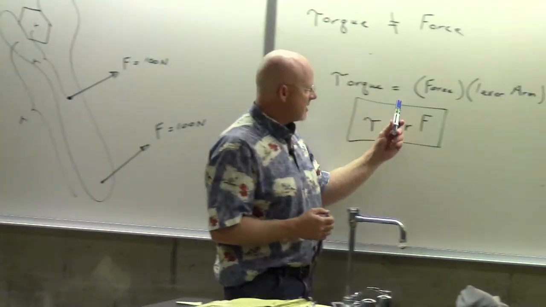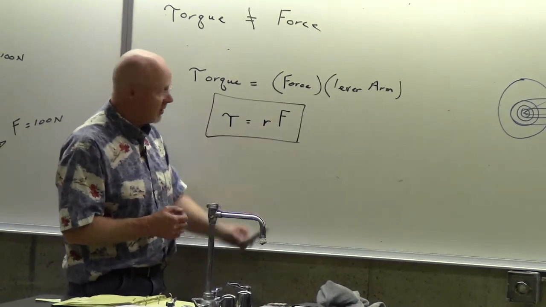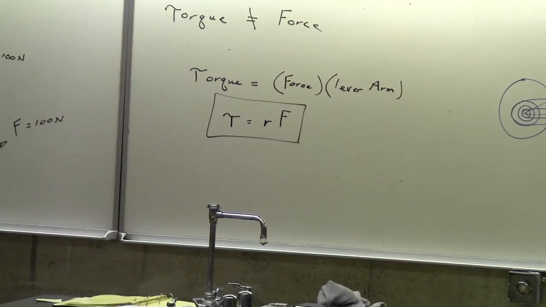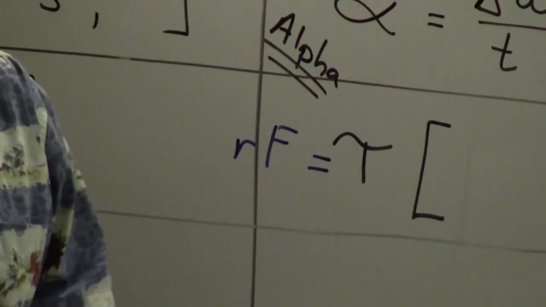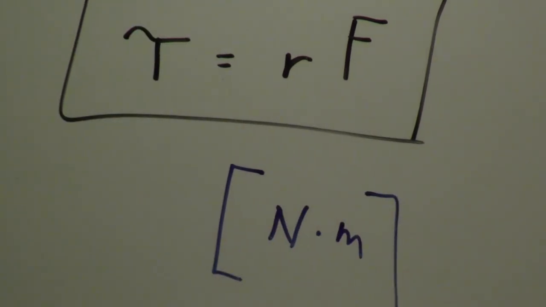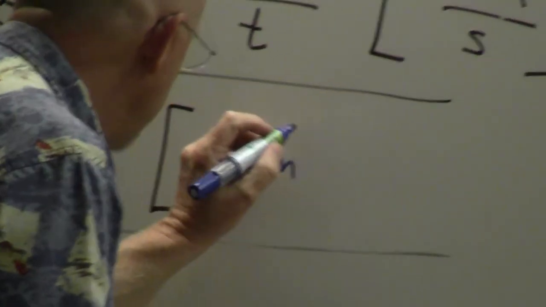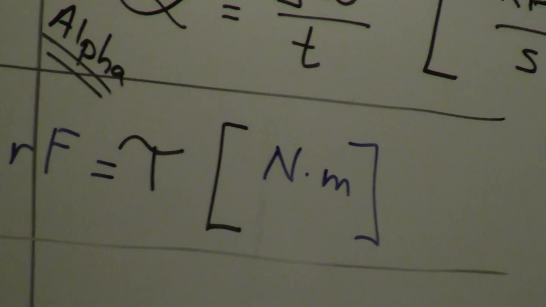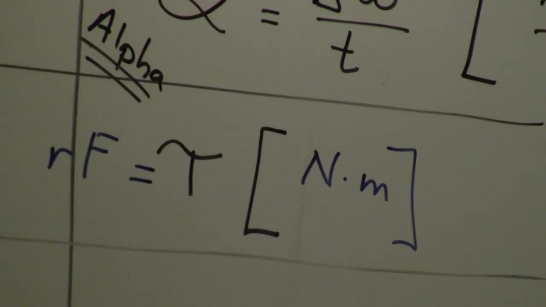So using this idea right here for the equation of torque, I'll put that over here in my chart. So torque is the lever arm times the force. This will be my insight to what are the units that we use. And so I'll put a little bracket here. But as you know, force is measured in newtons, and a distance, a lever arm, would be measured in meters. And so answering this question about what units fit in here, I would say that the units for torque are a newton meter.